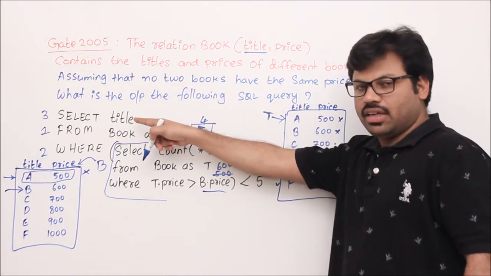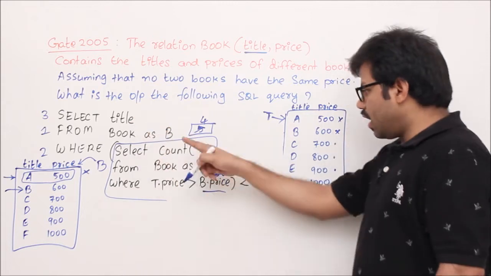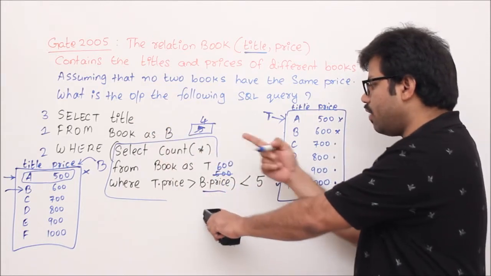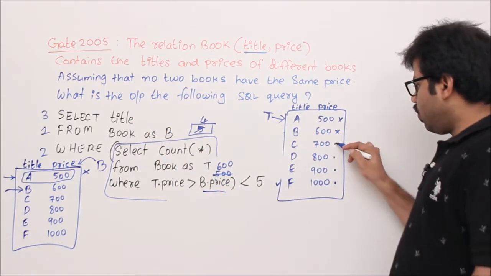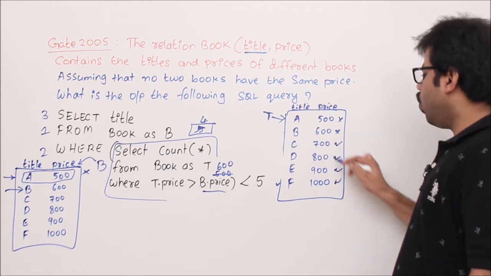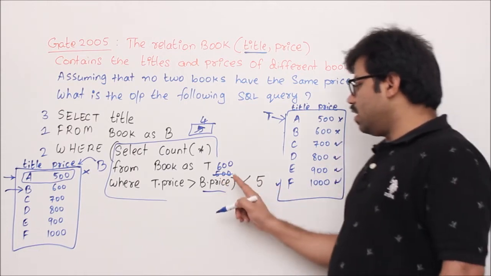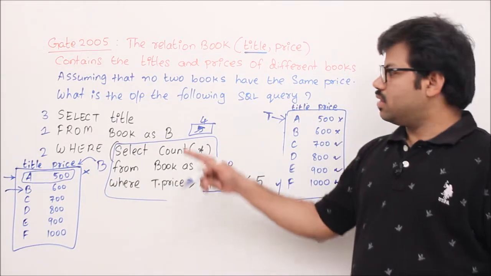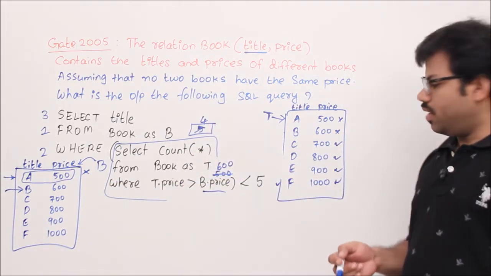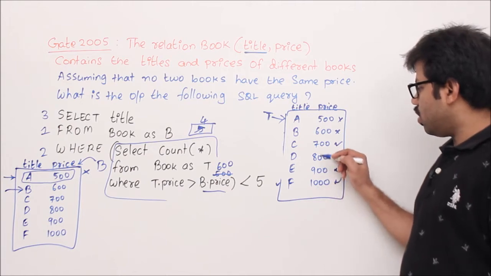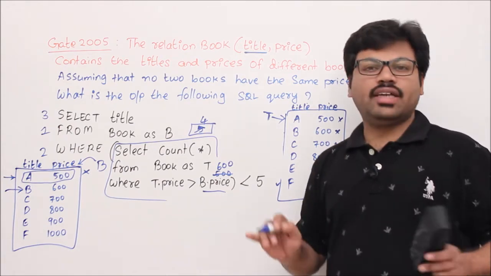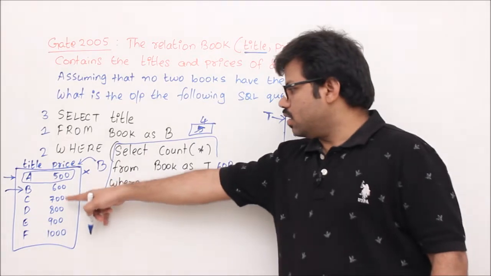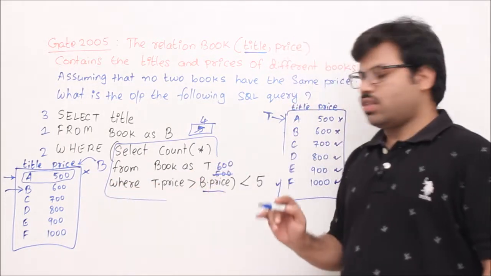That tuple's title should be printed. Before that, we are keeping the price of that book and we are running this query. So here 4 tuples, that means 4 books, their prices are greater than 600. That's why 600 is printed. That means the title of that. What does it mean? There are only 4 books whose prices are greater than this 600 price, right? So try to understand that.